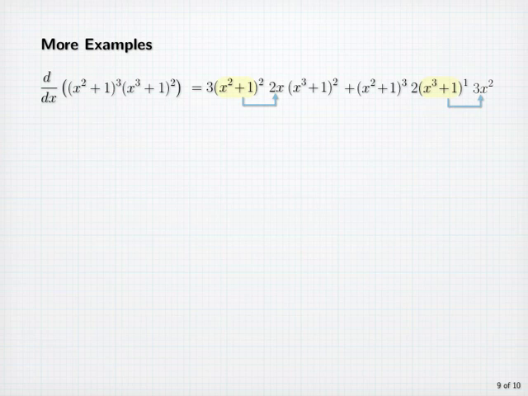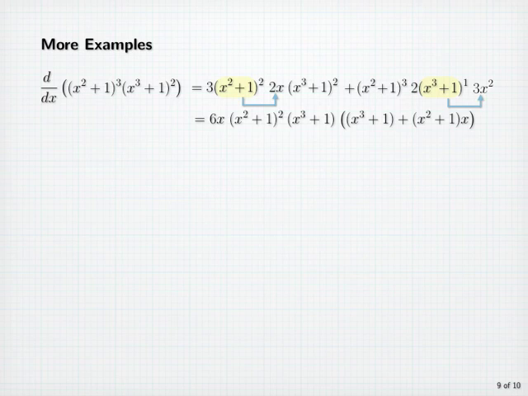So now let's clean things up a bit. Let's first pull out common factors. 6x is common to both terms, as well as x squared plus 1 to the second power. Another common factor is x cubed plus 1 to the first power, and the remaining factor will be x cubed plus 1 from the first term, plus an x squared plus 1 times x from the second term. Now we simplify that last factor, writing 2x cubed plus x plus 1. So here we have the nice factored form for the derivative.